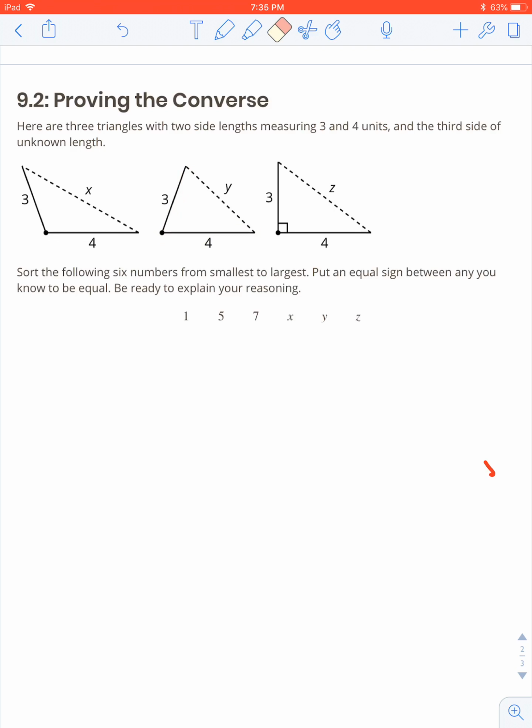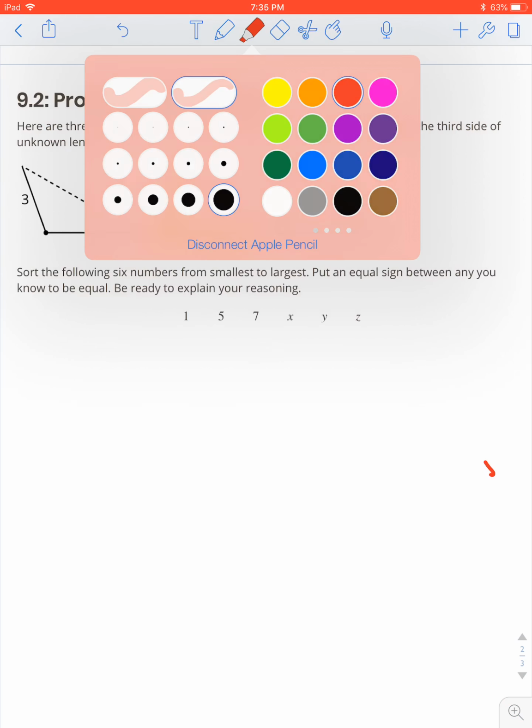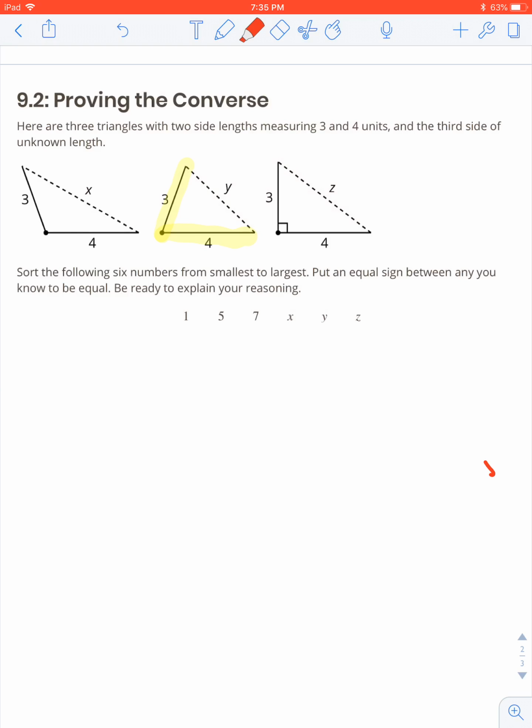So the question states, here are three triangles with two side lengths, 3 and 4, and the third side is of an unknown length. We very briefly talked about how, of the triangle, the two yellow parts are called the legs of the triangle. But then the other one, as some of you already discovered, is that weird funky noise called the hypotenuse of the triangle, which is always going to be the longest side of the triangle.